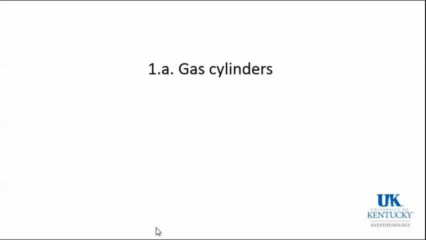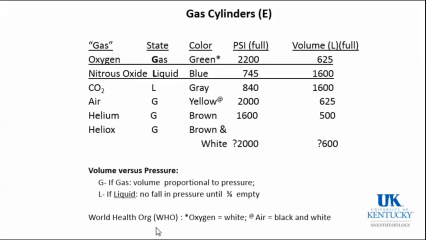So the first keyword had to do with the gas cylinders. I'm sure you're all familiar with this. On this slide I've shown the various gases, the state in which they're in, whether gas or liquid, the color of the tanks, and the volume when they're full, and the pressure when they're full. What's notable is that when the agent is in a gaseous form, there's a direct relationship between the volume and the pressure.